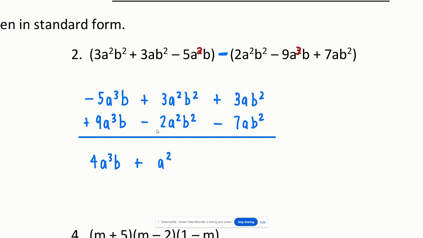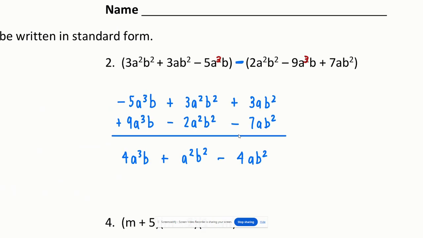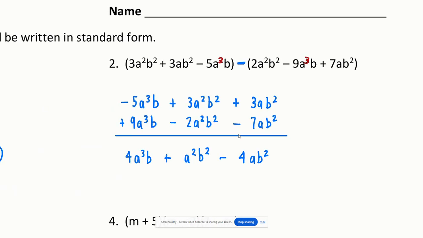Yep, positive a squared b squared, because technically my coefficient is a 1. And then what's positive 3 minus 7? Negative 4, and your variable stays the same, ab squared. And there you have it, y'all. That is how we add and subtract polynomials.